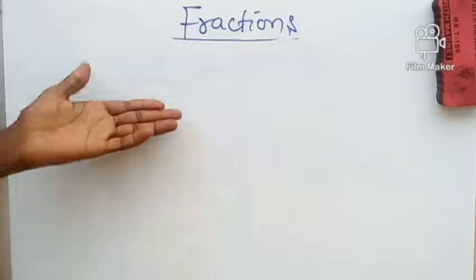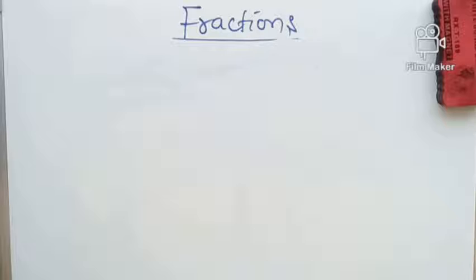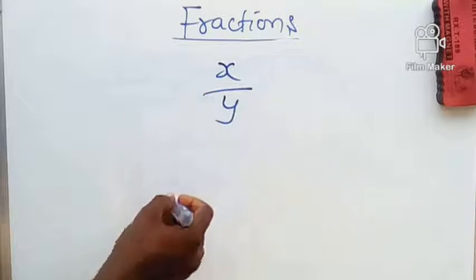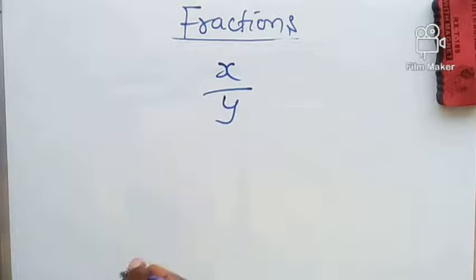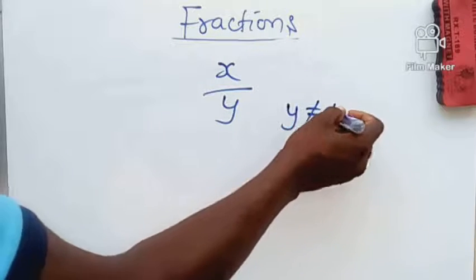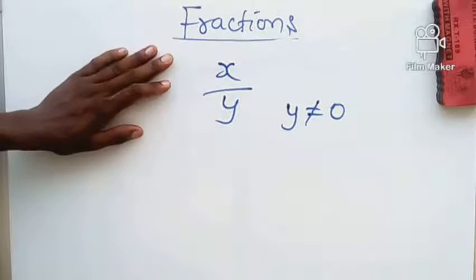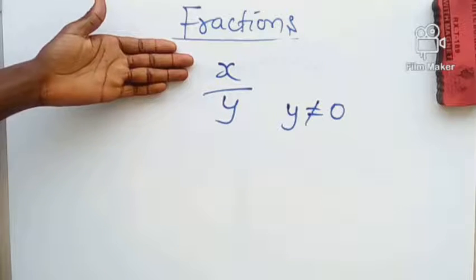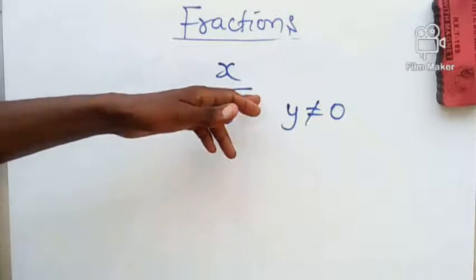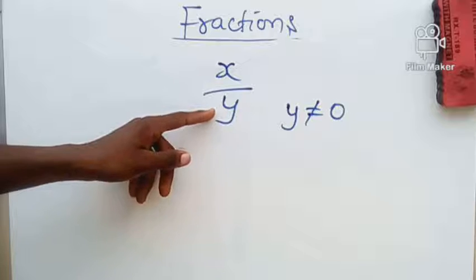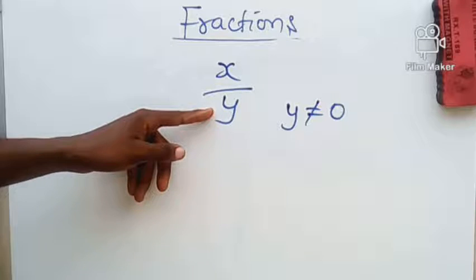In this video, we are going to cover the concept of fractions. So let's get started. What is a fraction? A fraction is simply any number written in the form of x over y, whereby y is not equal to 0. Anytime you have numbers written with one number at the top and another at the bottom, separated by a division, whereby the number at the bottom is not equal to 0, then you are looking at a fraction.